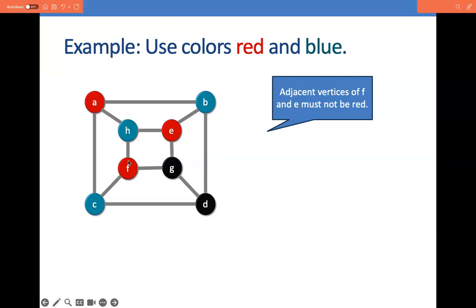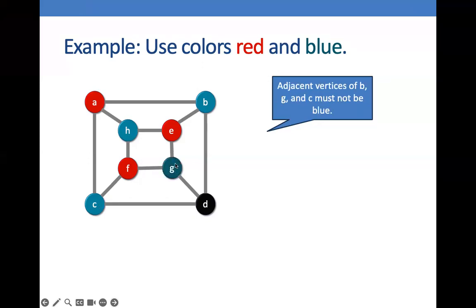So F is connected to H, C, and G. So we must color G as blue. On the other hand, the adjacent vertices of E must not be red as well, which are B, H, and G. So it is correct. And the adjacent vertices of B, G, and C must not be blue.